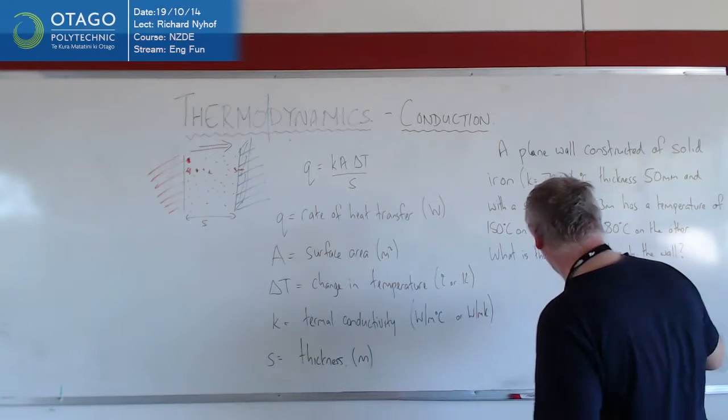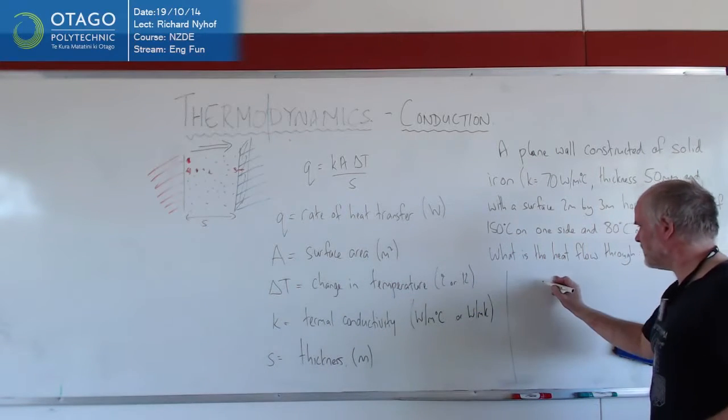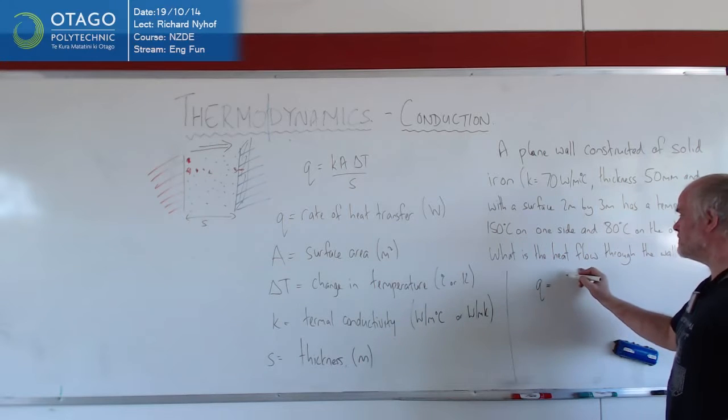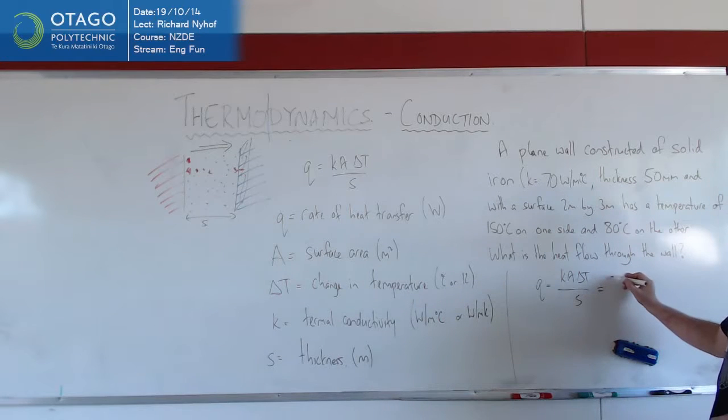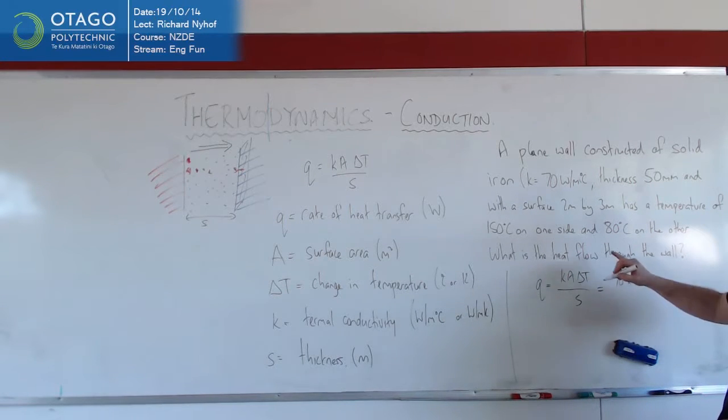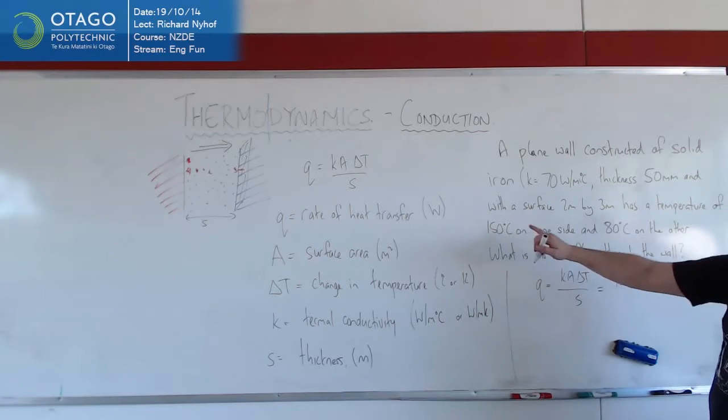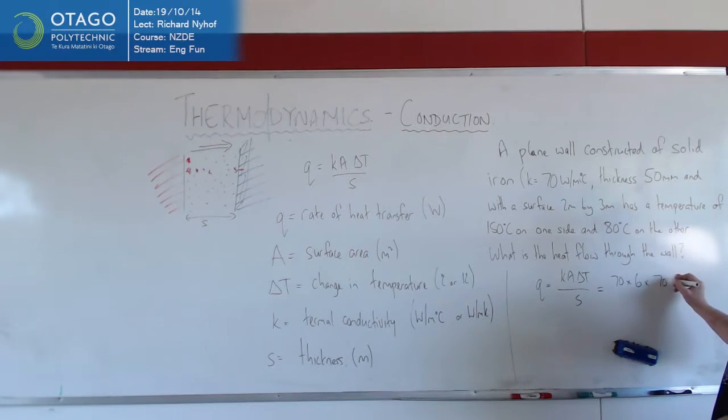So when we come to this formula to answer this question, we just go Q equals K A delta T over S. Bung the numbers in. K is 70. Area is 2 by 3, which is 6. Change in temperature, 150 to 80, is 70 degrees. And the thickness, 50 mils, so 0.05 of a metre.